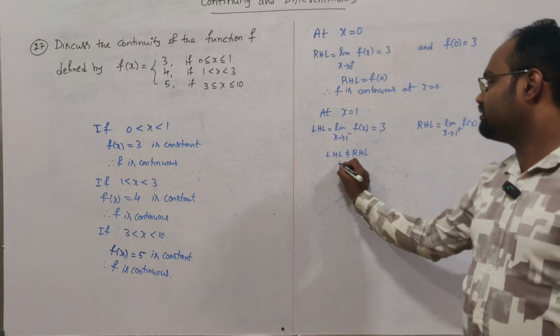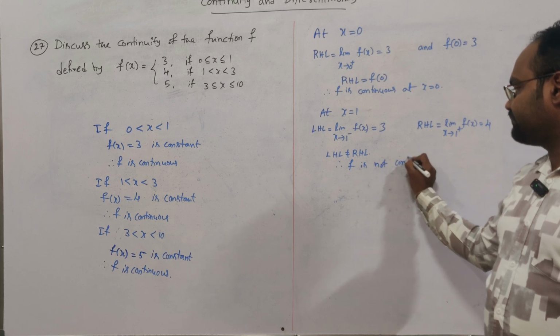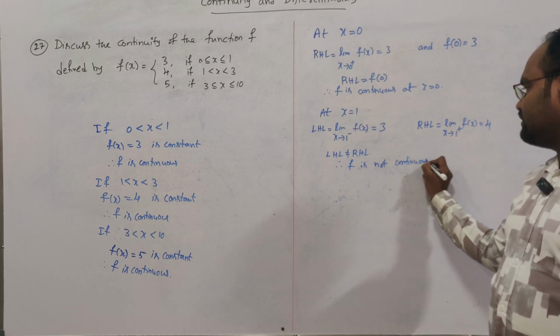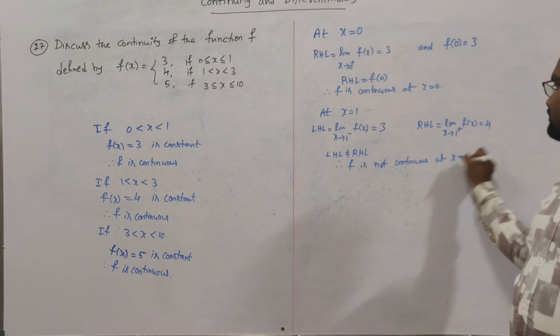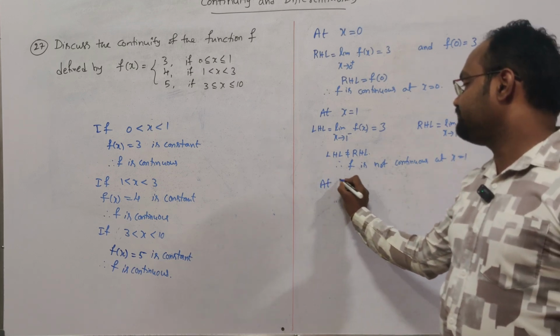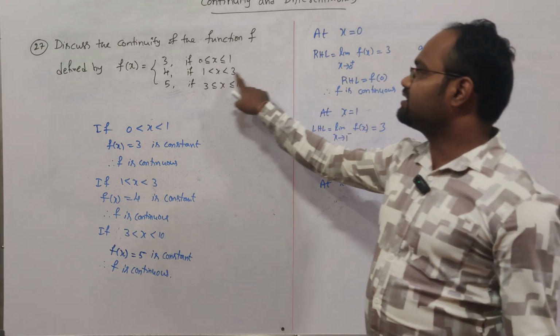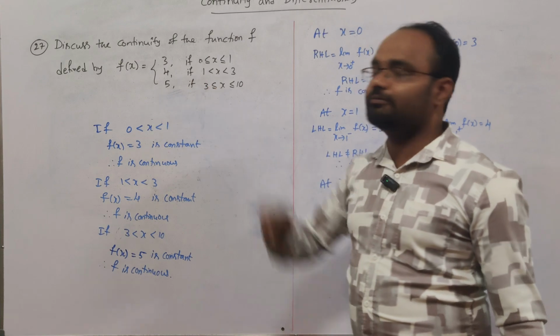So therefore f is not continuous at x is equal to 1. It is not continuous at that point. Similarly, at x is equal to 3, we will get the same case, because less than 3 gives 4 and greater than 3 gives 5.